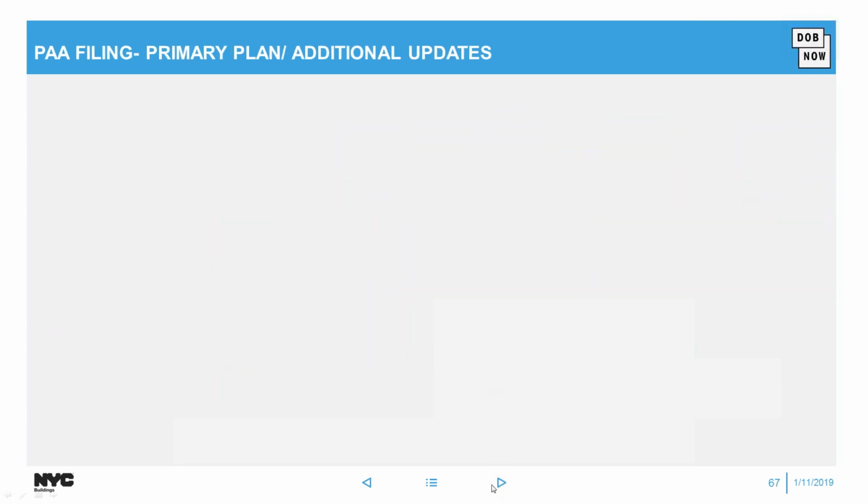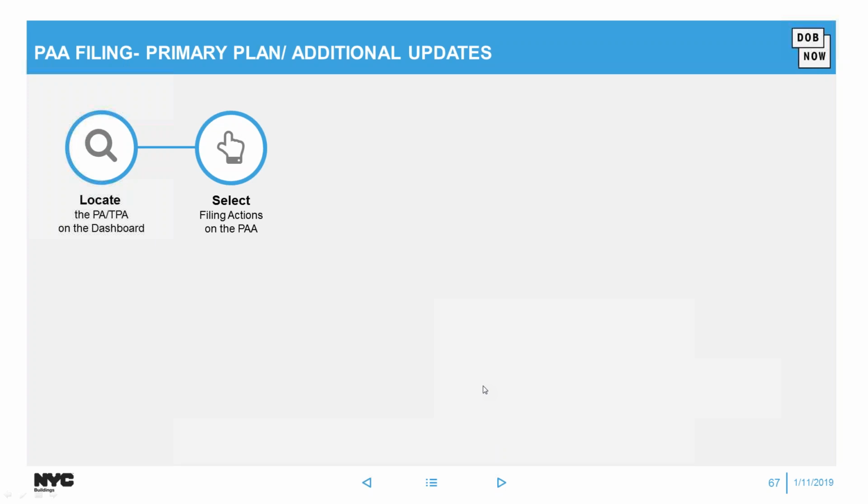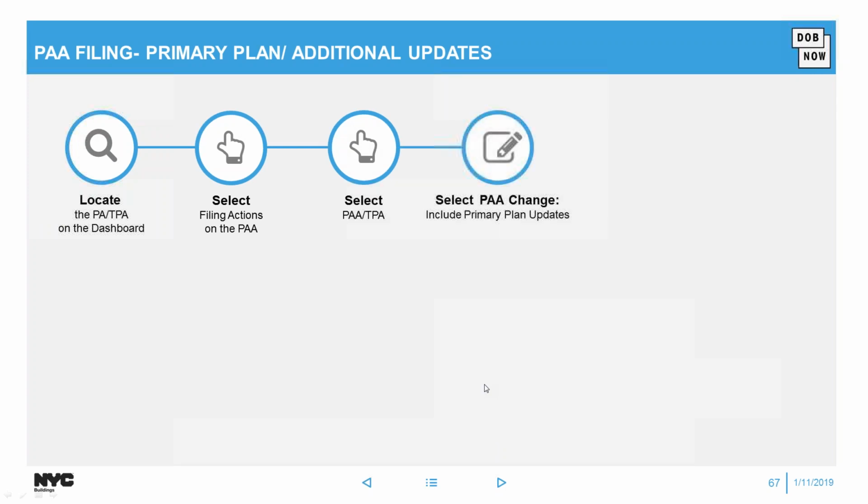PAA primary plan additional updates. Locate PAA TPA on the dashboard. Select filing action on the PAA. Select PAA. Select PAA change, include primary plan updates. Select scope of work.